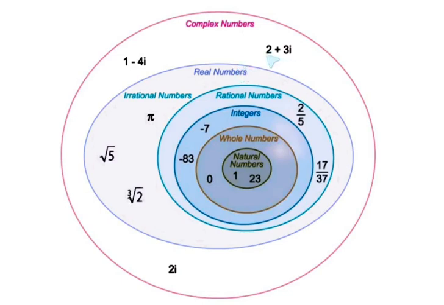Now look here, outside we have 1 minus 4i, 2 plus 3i and 2i. These numbers are called complex numbers. In these complex numbers, we have all these numbers.